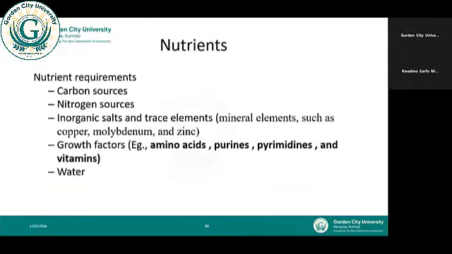So talking about nutrients, they need carbon, they need nitrogen, they need inorganic salts and trace elements like copper and zinc. Some also need growth factors like vitamins, amino acids, and the purines and pyrimidines for DNA synthesis. They need water as well. So without these, microorganisms will not survive, even if you provide the other conditions for them.